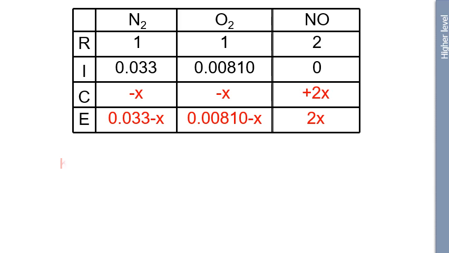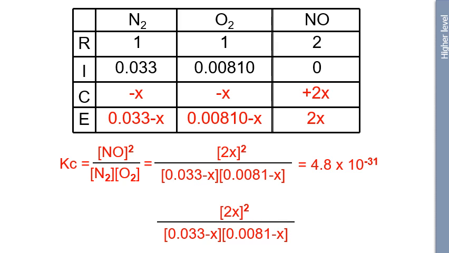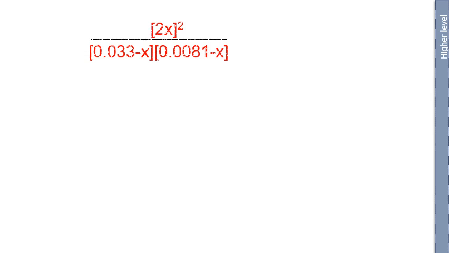So again, we're going to be using algebra, because we know the equilibrium constant is given by the following equation. You plug in the values as if X, okay, and we know that it equals 4.8 times 10 to the negative 31. Okay, so there we have an equation there.